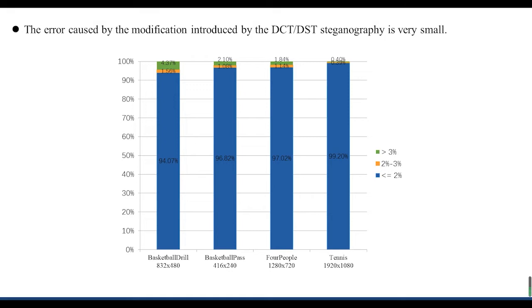We can see that the pixel change rate of nearly 97% is below 2%. That is to say, the pixel change between the cover video and stego video is really tiny. This is the second reason why we want to develop a CNN-based Steganalysis method.